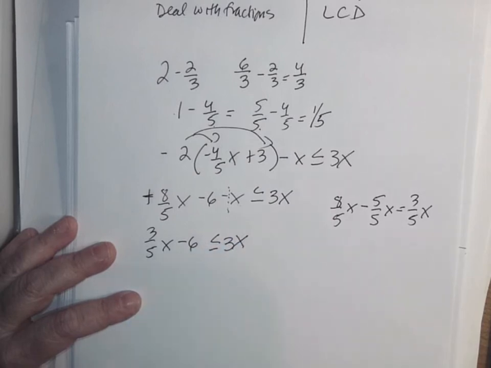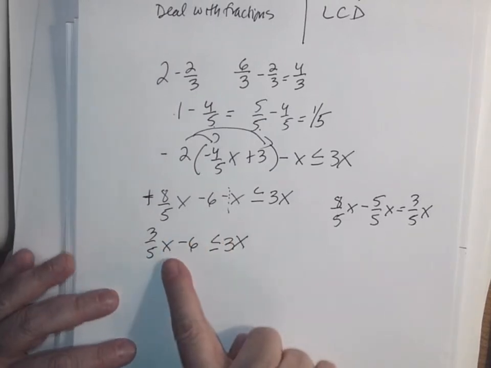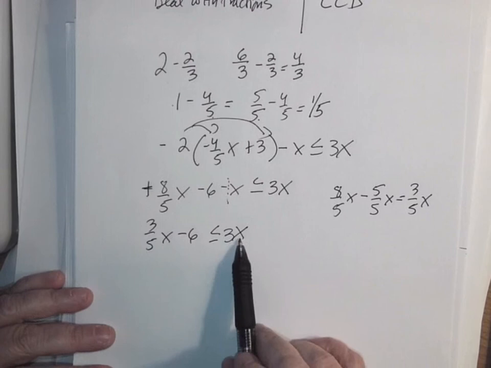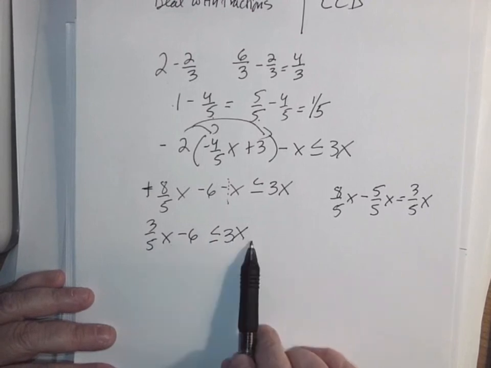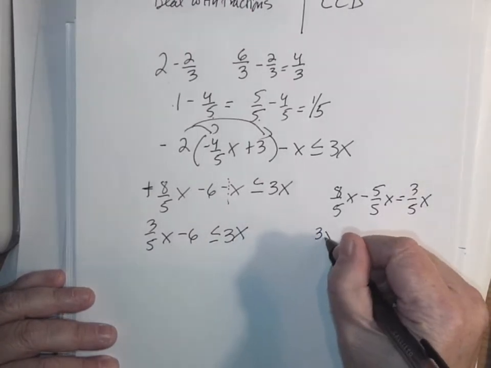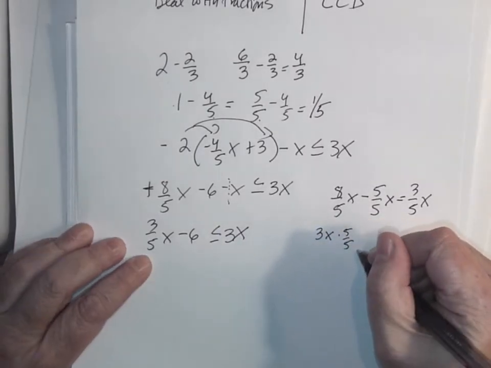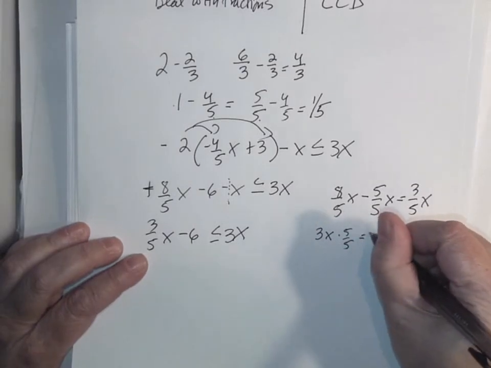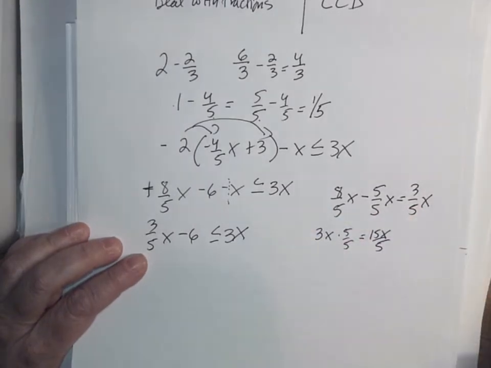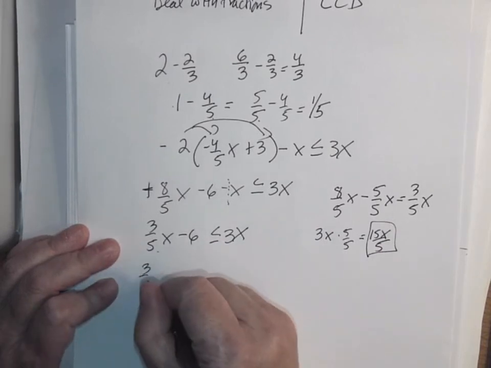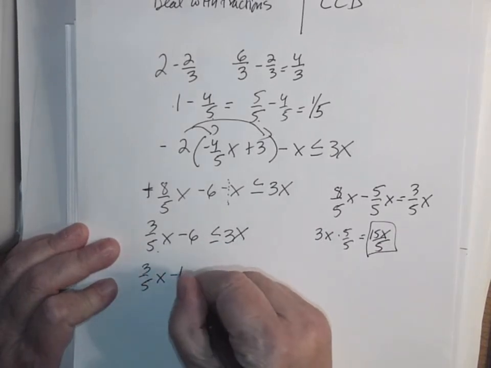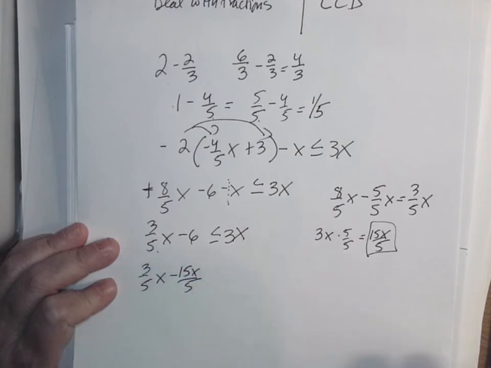All right, so now I'm going to bring the 3 over on this side, but to do that, I'm going to have to put 3x into a fraction that has a 5 in it. So I'm going to times it by 5 over 5 because that's our common denominator here, and so this becomes 15x over 5. 15x over 5 means 3x. It's the same information, but I had to do it so that I could combine them. 3/5 x minus 15x over 5. I'm sorry, minus 15x over 5.